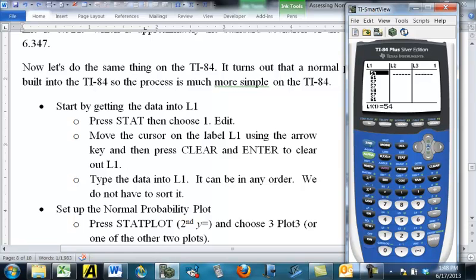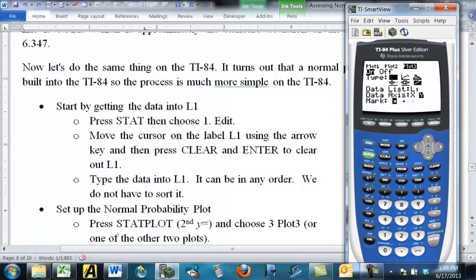Now to set up the normal probability plot, we go to stat plot, which is second y equals. And I've got it in plot 3. But you can put it in any one of these 3. I choose this one. And notice I'm going to turn it on. And I'm going to choose this last one over here when it gets down to type.